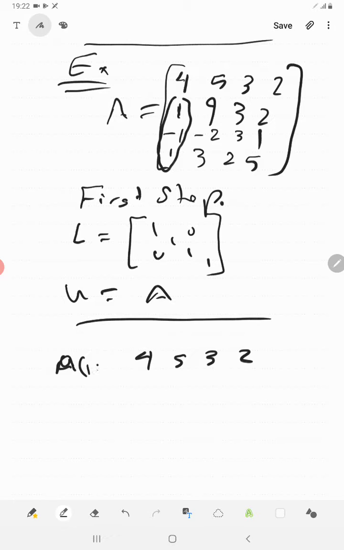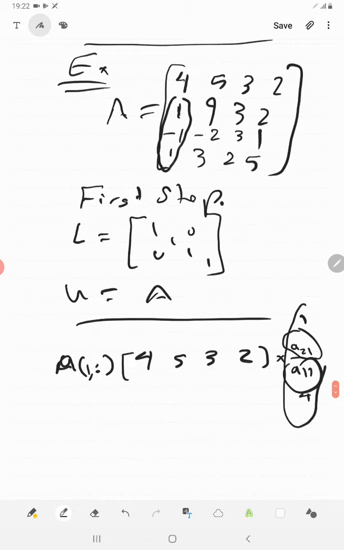A11. What we want to do, we multiply this element times A21 and divide by A11. Now this is 4 and this is 1. So it means what? This element is 1 over 4, which is 0.25. That's why you see it here. This element, we insert it here, 0.25. Okay? Because of this one.